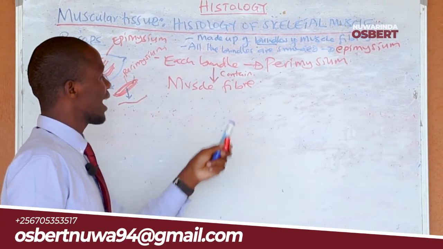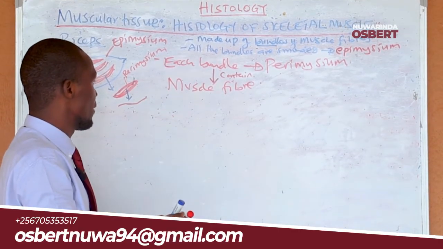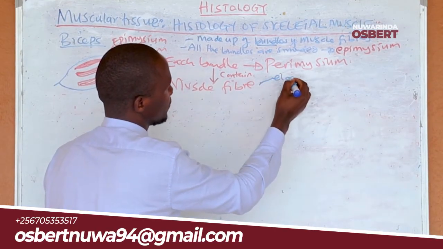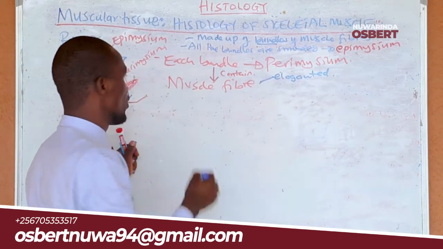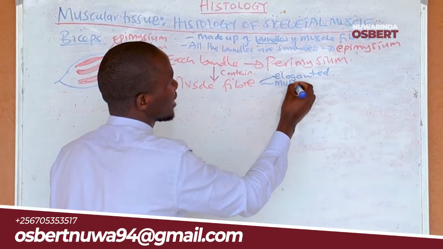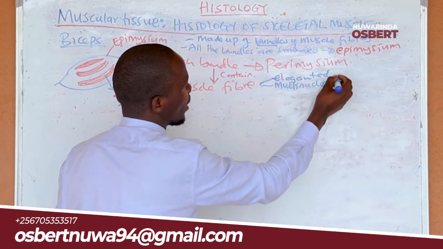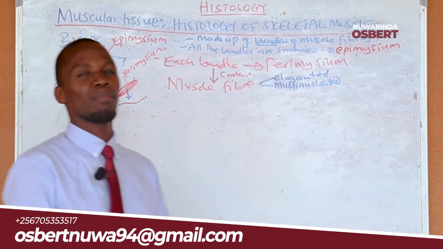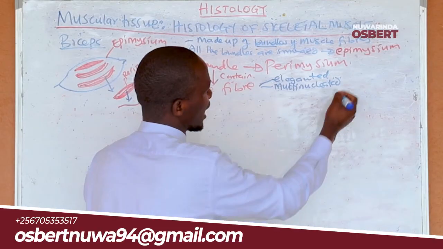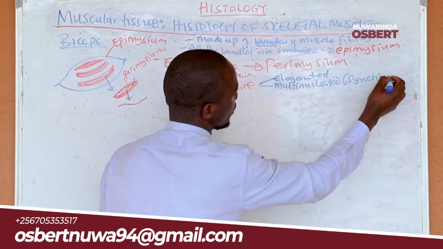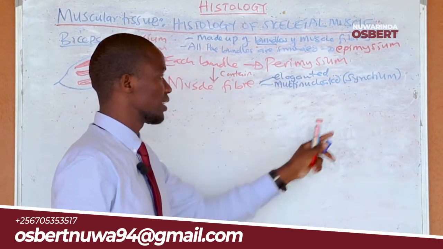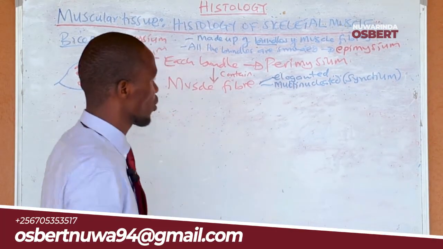Now what are the features of this muscle fiber? One, a muscle fiber is elongated. This cell is elongated like the way you see here. Number two, a muscle fiber is multinucleated. In other words, you find one cell, but this cell has very many nuclei inside, all sharing the same cytoplasm. This situation where you have one cell having very many nuclei sharing the same cytoplasm without the cell dividing, we call a syncytium.